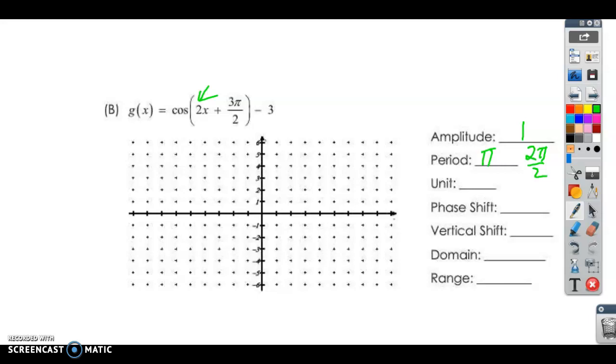Okay, now what's the unit? If the period is pi, we've got to cut that period up into a nice even 4 pieces. So pi divided by 4 is just going to give you pi over 4. What do I do as soon as I get the unit? Write it on the graph. That's what we're counting by. Now, this is cosine. So it's going to start high, 0, low, 0. We don't have a reflection over the x-axis because there's no negative in front. So it does start high rather than low.